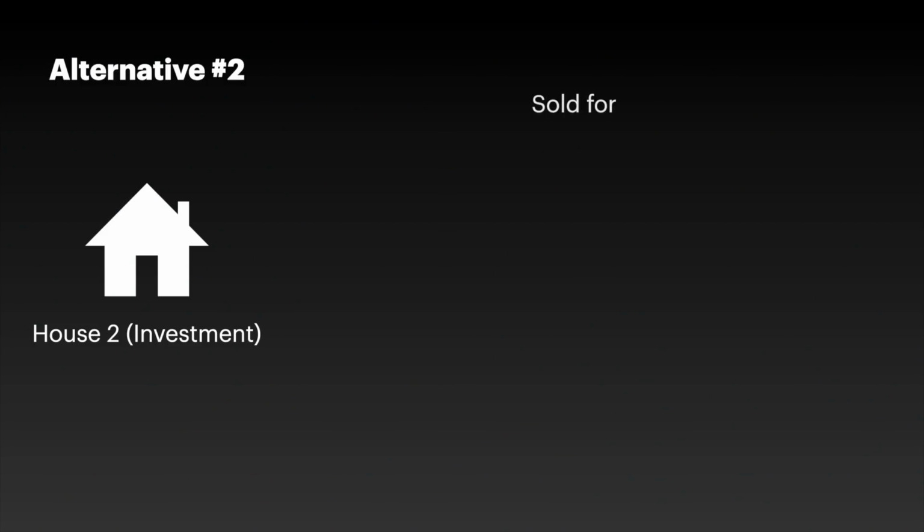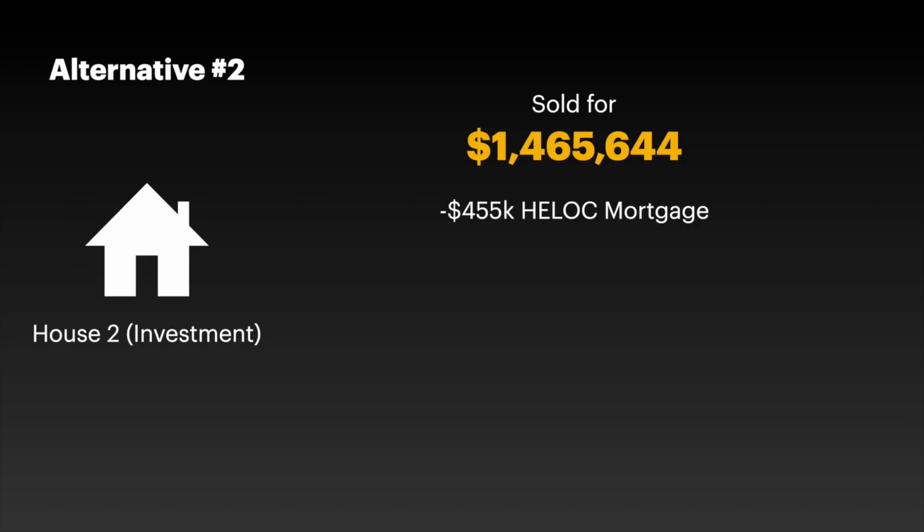Now, moving on to the last alternative. So here we still sold for 1.465 mil. We're going to pay back 65% of our HELOC mortgage, which is $455,000. We also have to pay back 100K of equity we took out from our first home.